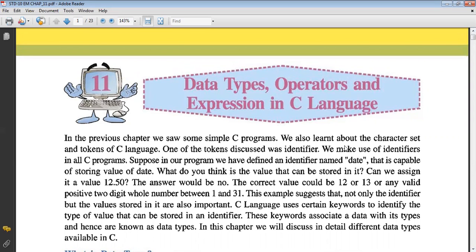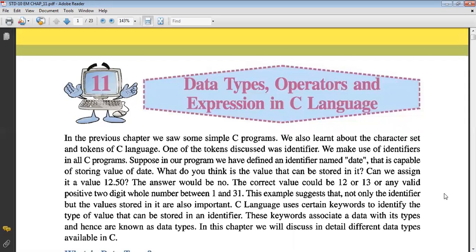In the previous chapter, we saw some examples of simple C programs. We also learned about the character set and tokens of C language. One of the tokens discussed was the identifier. We make use of identifiers in all C programs. Suppose in our program we have defined an identifier named date that is capable of storing the value of a date.